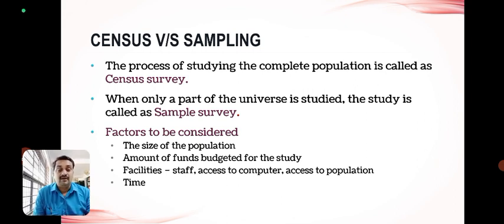So if you are studying the school going children of India, then you need to have decades of time for completion of the study. So all these factors influences the census study or sampling study. Based on the size of the population, you will think of conducting census or sampling study.